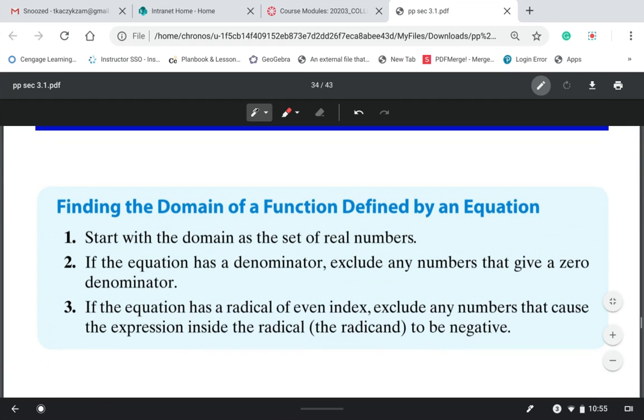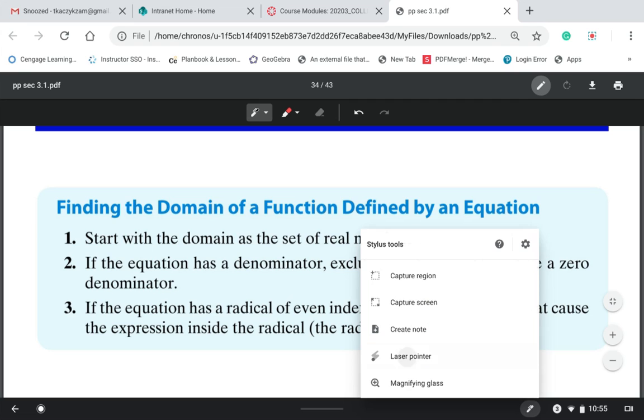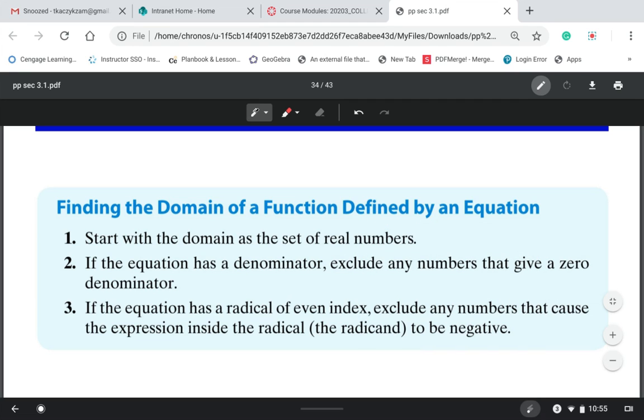Here also on the PowerPoint, which is provided, I'm listing 3 major steps on how to find the domain of a function defined by an equation. So step 1, start with the domain as the set of all real numbers. If the equation has a denominator, exclude any numbers that give a 0 as a denominator. So here I'm talking about all the equations which have fractions, you make the denominator not equal to 0.